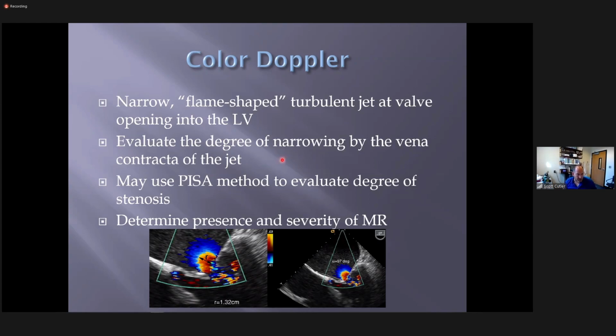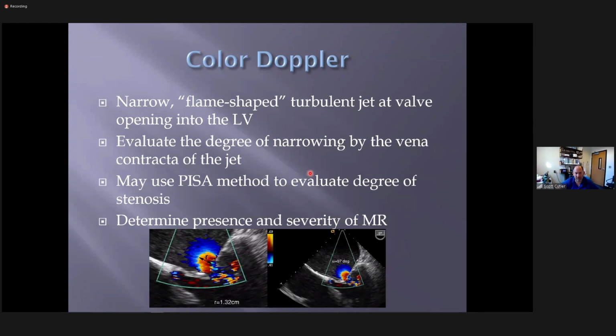All right, we're going to evaluate the degree of narrowing by the vena contracta. So again, vena contracta, we can take this. Now we did our aortic in the parasternal long axis view. We do measure the shortest height of that from a perpendicular perspective to the jet.